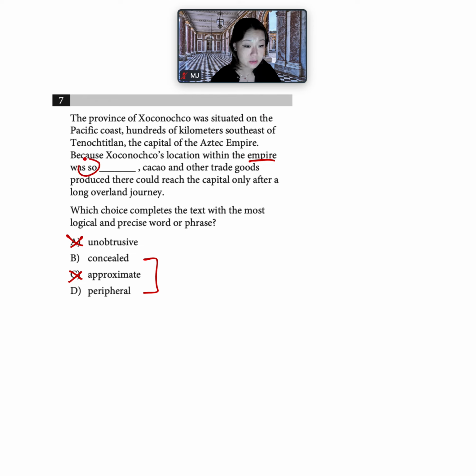So here, to be so concealed is not super good. The other evidence that they've thrown in is something like "only after a long overland journey," and kilometers, hundreds of kilometers. Those things deal with distance as opposed to something being hidden or not hidden, so we're going to go ahead and pick D.